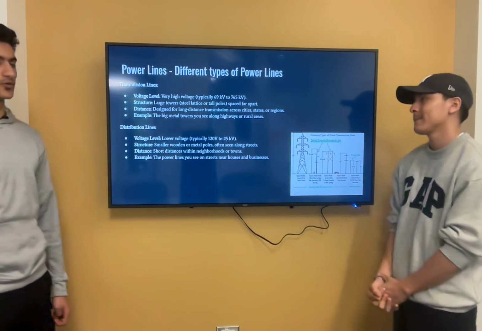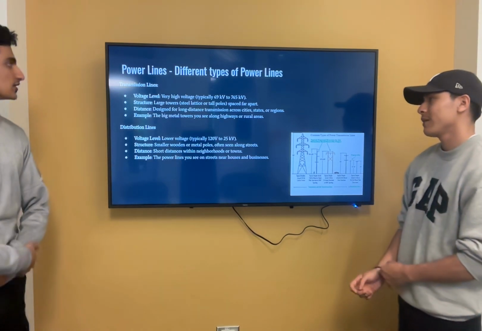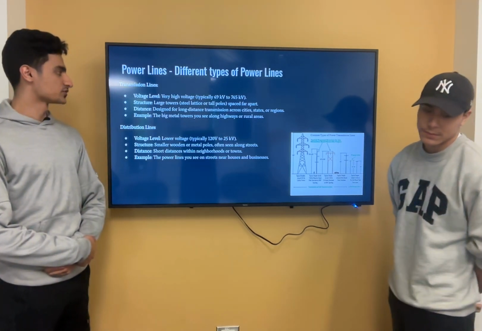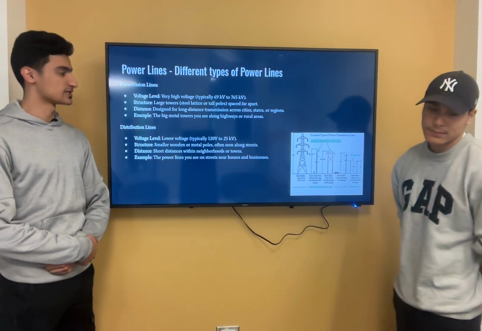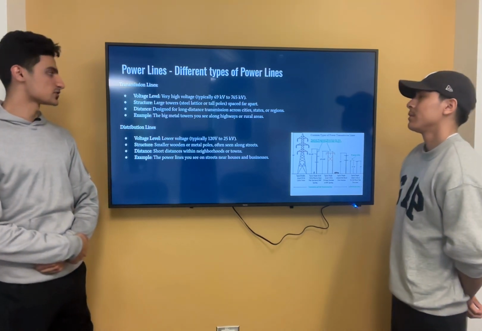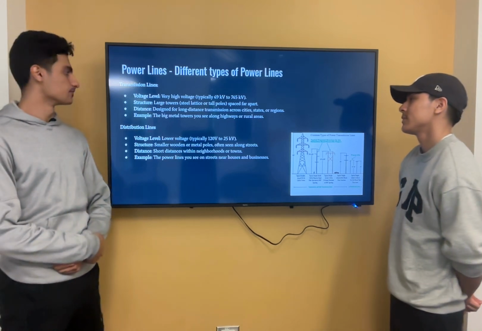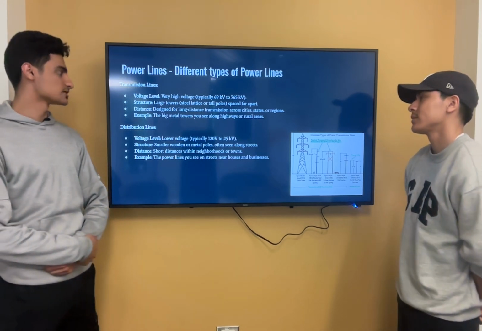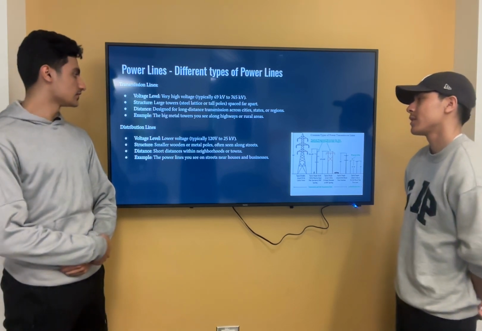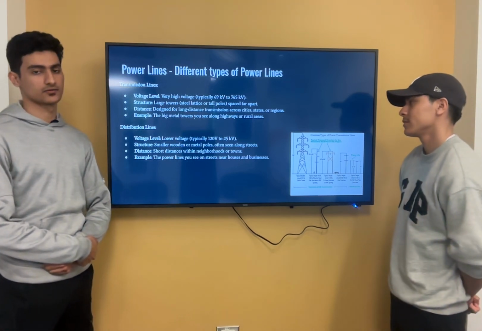The different types of power lines. Okay, so we have the transmission lines and we have the distribution lines. For the transmission lines, the voltage level is very high, typically varying from 69 kilovolts to 765 kilovolts. When it comes to the structure, they're mainly large towers spaced far apart. They're designed for long distance transmission across cities, states, or regions. For example, the big metal towers you see along the highway or in rural areas.